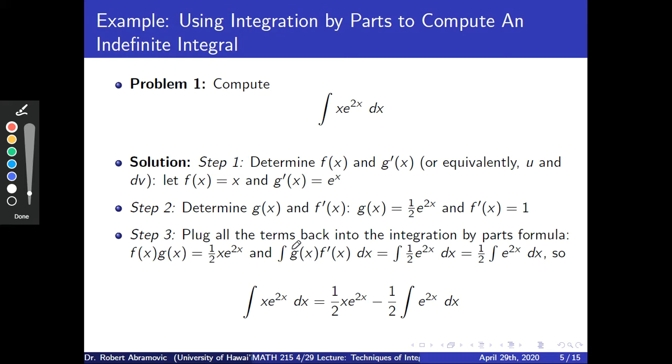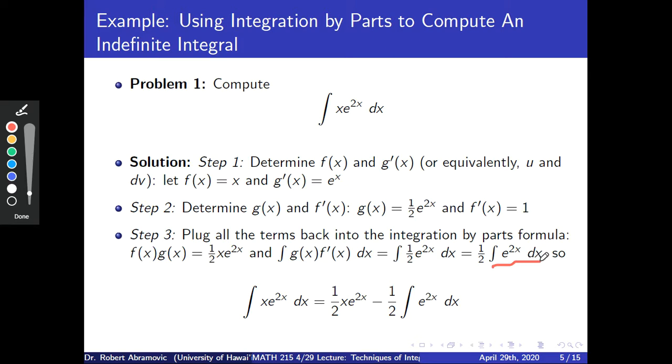And the integral of g times f prime of x dx is equal to the integral of 1/2 e to the 2x dx. So notice here, g is this function, 1/2 e to the 2x, and f prime is just 1. So the integrand here is really just 1/2 e to the 2x. We can pull this 1/2 outside. So 1/2 was pulled outside of the integrand, and we're left with the indefinite integral of e to the 2x dx.